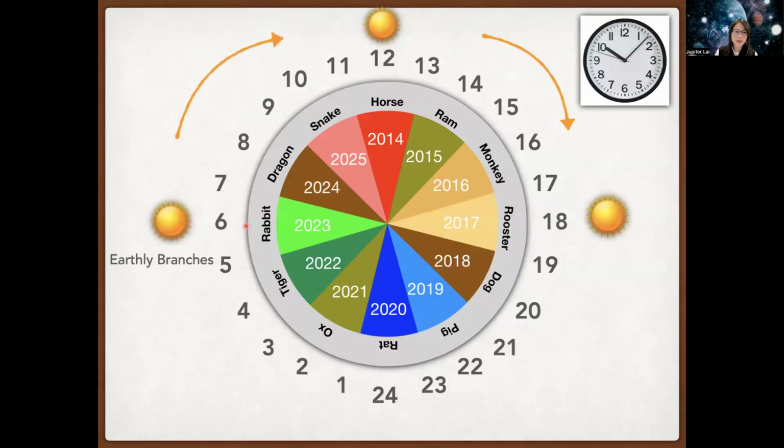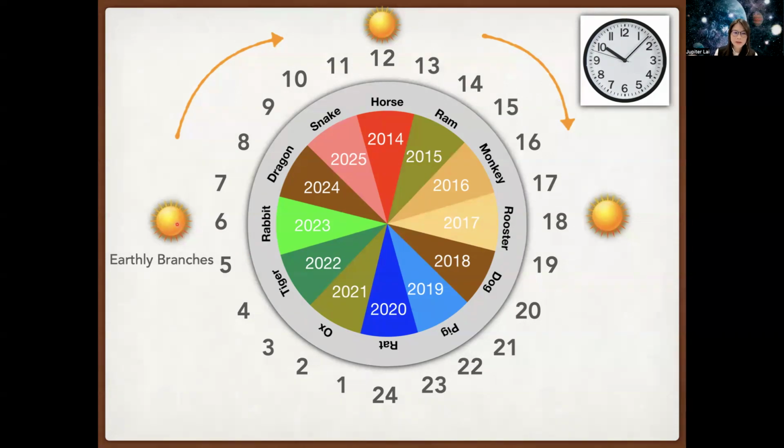How did the ancient astrologers solve that problem? Here you can see a chart with the sun and the clock. These numbers are the clock, and this is how the Chinese zodiac is set.